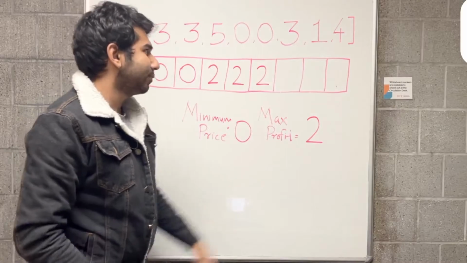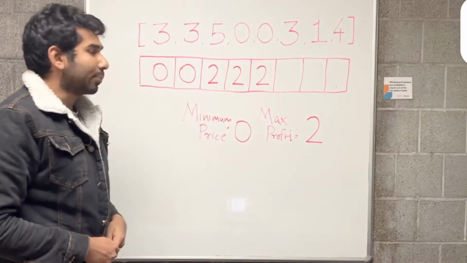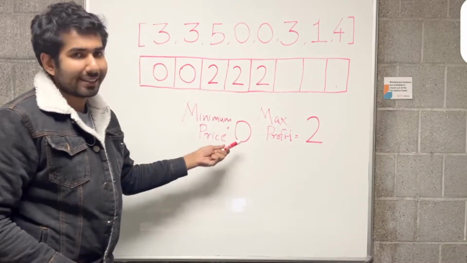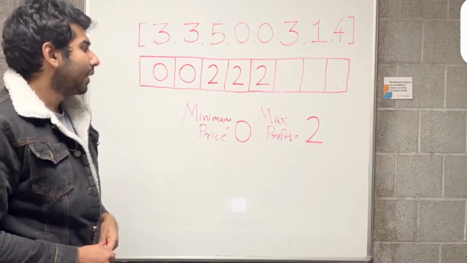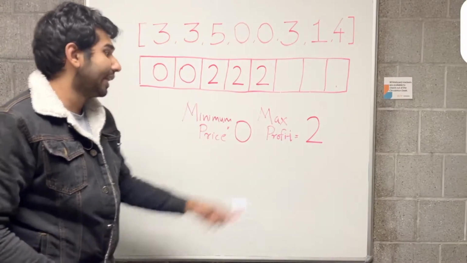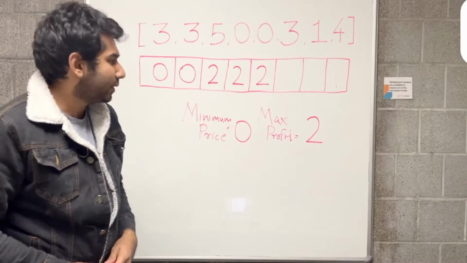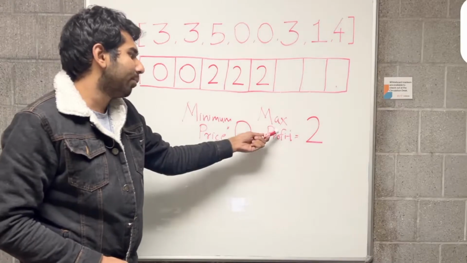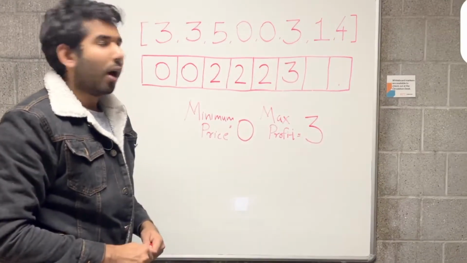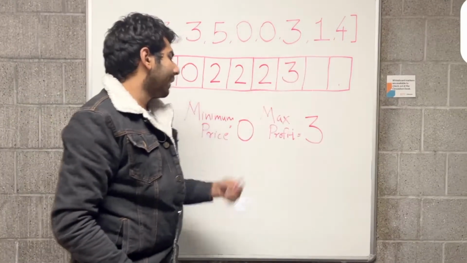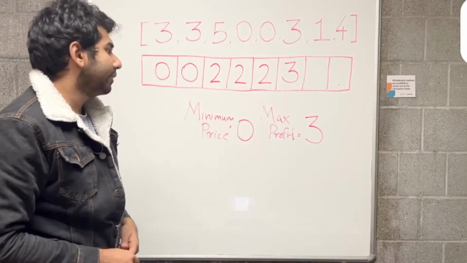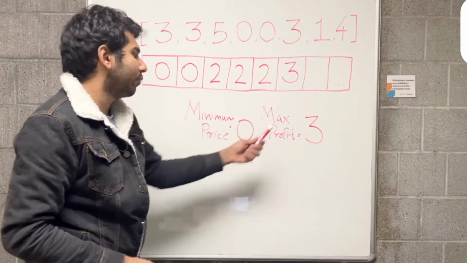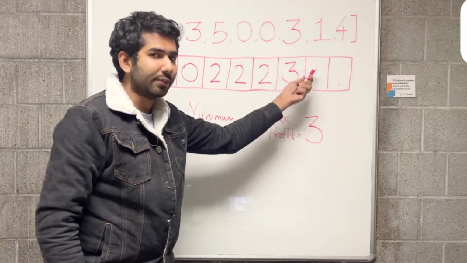At our next index, we do have value 3. So the profit will be 3 minus the minimum price 0, which is equal to 3. Now the profit is 3, which is greater than our maximum profit. So first we will be updating our maximum profit to 3, and then we will put maximum profit here. Alright, at next point, 1 minus 0. So the profit is 1, which is not greater than our maximum profit. So we will be putting this value over here as well.